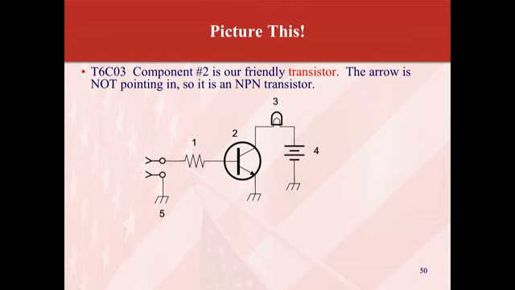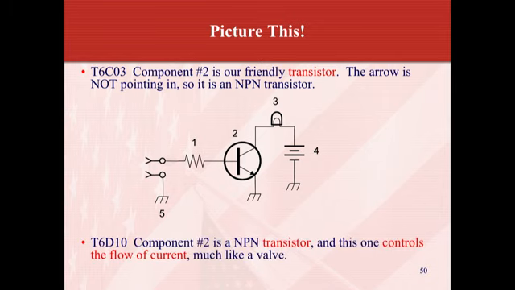Okay, component number 2 is our friendly transistor, as opposed to, I guess, a hostile transistor. The arrow is not pointing in, so it is an NPN transistor. So there you go. Number 2, right in the center, is an NPN transistor. It's a very, very common style transistor. The NPN is used in a lot of the older gear from the transistor era up to, I guess, today. They're still using them as well. So you'll see that in schematic diagrams quite a bit.